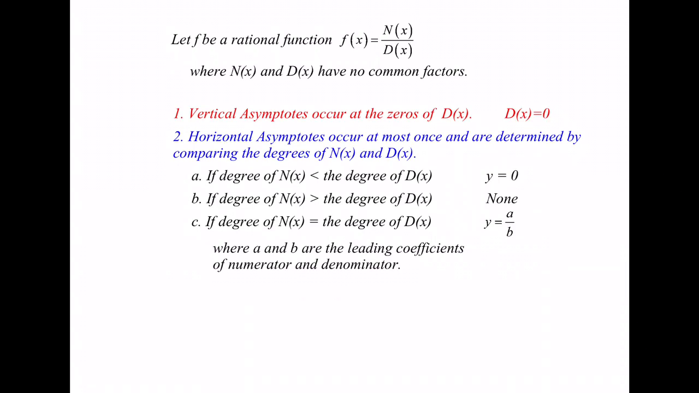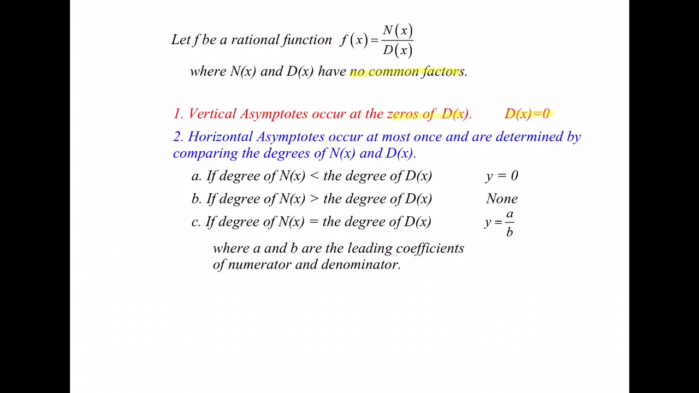Well, let's let f be a rational function where n of x represents the numerator polynomial and d of x represents the denominator polynomial. But when we go to find the vertical and horizontal asymptotes, we don't want any common factors between the numerator and denominator. So we need to make sure that we cancel any common factors out. Once we have done that, the vertical asymptotes occur at the zeros of the denominator. So we will set the denominator equal to 0, and we will find the vertical asymptotes from there.